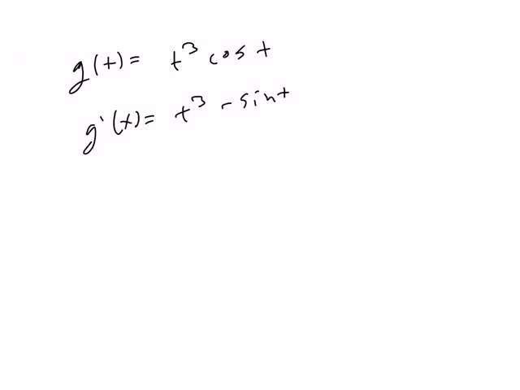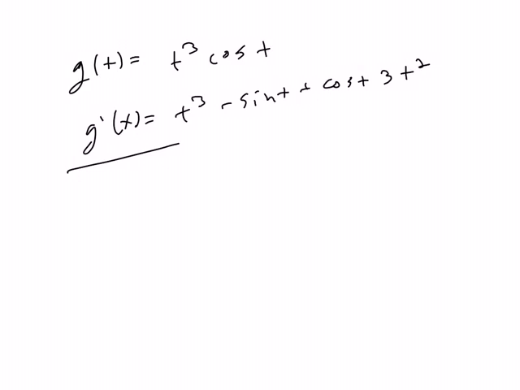So next problem is problem 5. I believe it's problem 5 anyways. We're given g of t is equal to 3 t to the third cosine t. So g prime of t is going to be t to the third times negative sine t plus cosine t times 3t squared.